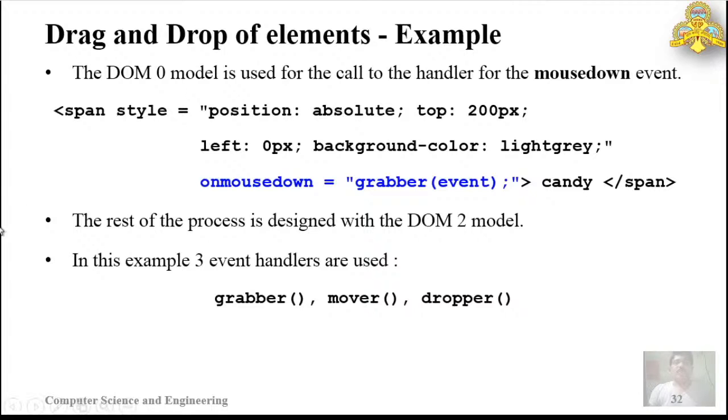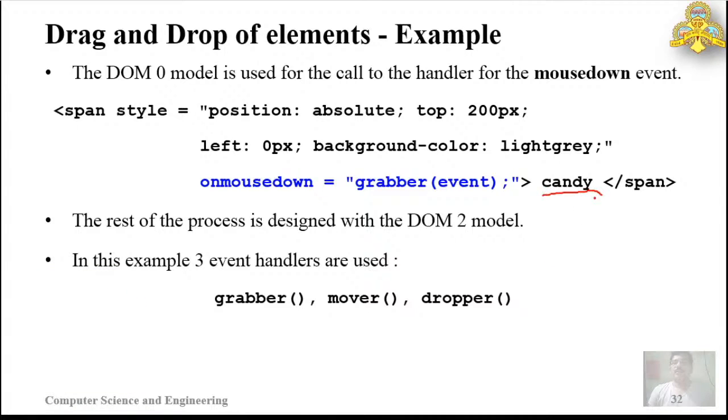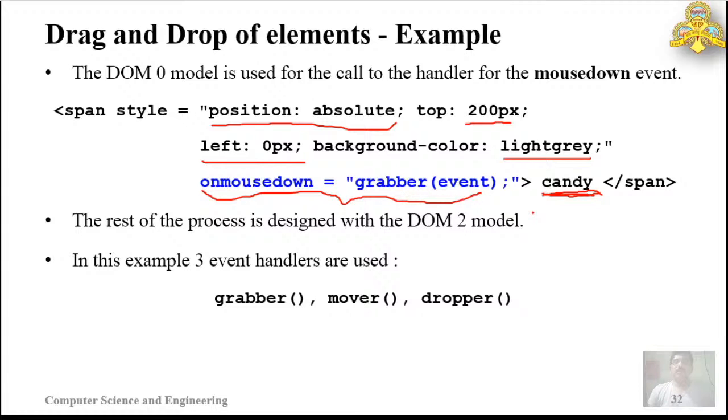Here is the movable element, for example, one simple text, that is a word in the rhyme. I am specifying it as a movable object by specifying its position as absolute, with top position, left position and some color, and on the mouse down event I am specifying the event handler here.